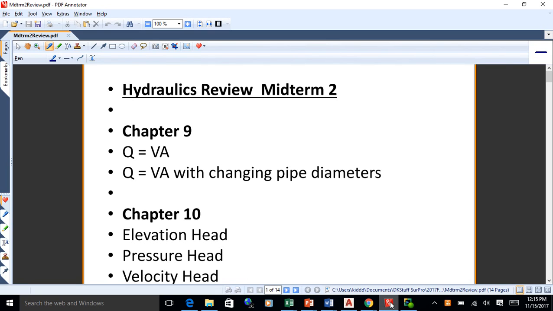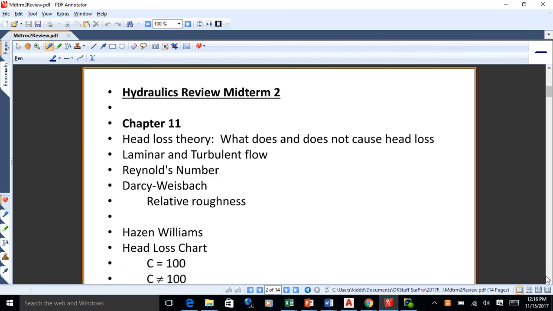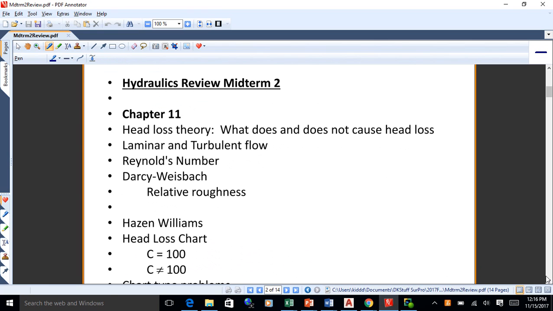Okay, so this starts with chapter 9. What we did there, we basically did that Q equals VA, and then we did it with a system that has changing pipe diameters. Okay. And then chapter 10 is Bernoulli's equation. So we got elevation head, pressure head, velocity head, head loss, and then using the chart. We also have hydraulic grade line on that. Okay.